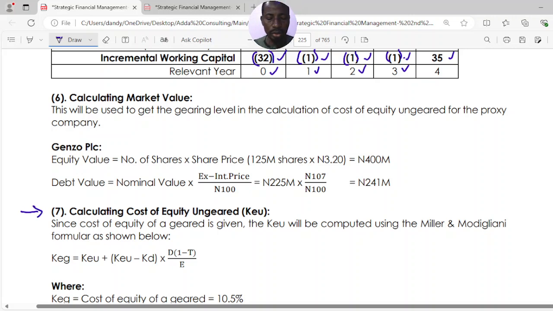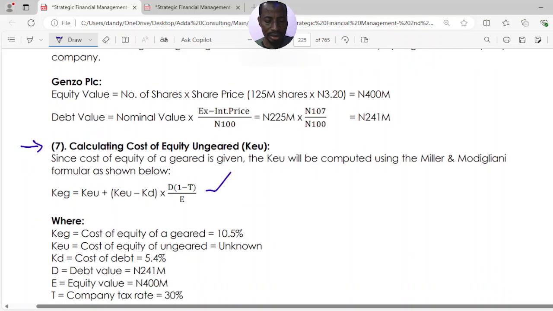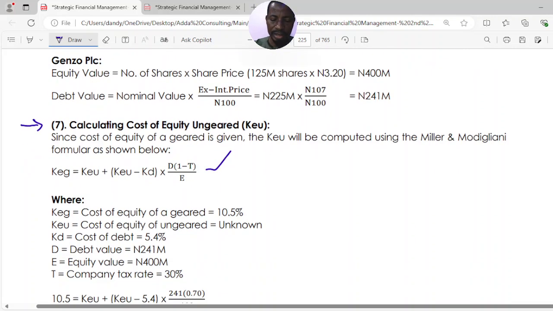All right, so we want to calculate cost of equity on gear. Since the cost of equity of a gear is given, the cost of equity on gear will be computed using the Miller and Modigliani formula as shown below. You already know this formula. KE is the cost of equity of a gear. In this case, that will be 10.5%. Then, of course, cost of equity on gear is what you are looking for, so it's unknown. Then KD, cost of debt.